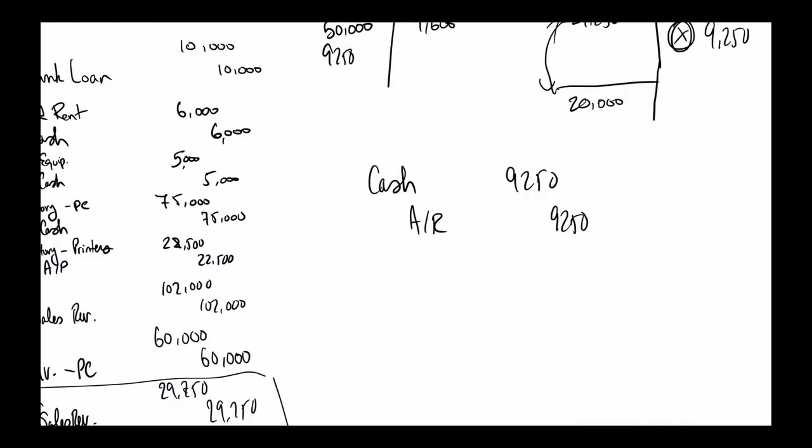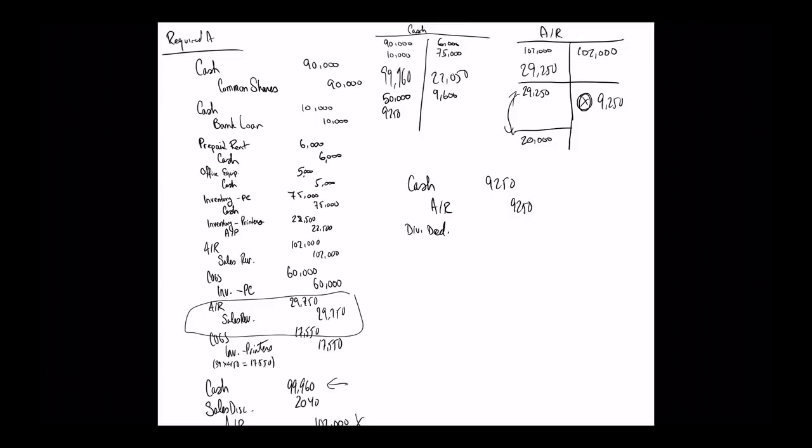So debit dividend declared and credit dividend payable for $2,000 each. We also have other operating expenses, credit cash because it was paid for in cash, for $8,400, $8,400. And we have depreciation, so debit depreciation expense. And recall, depreciation is never going to be with cash. It's a non-cash expense. Credit accumulated depreciation for $1,500.